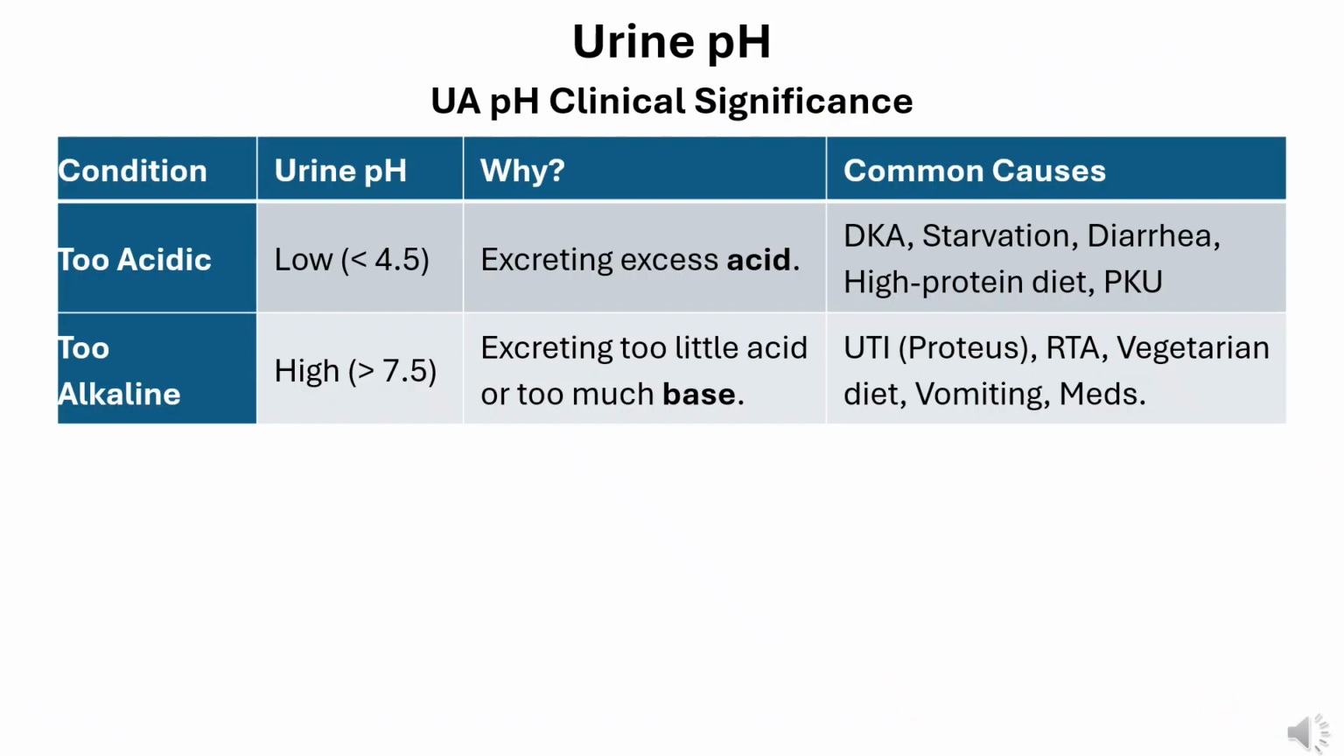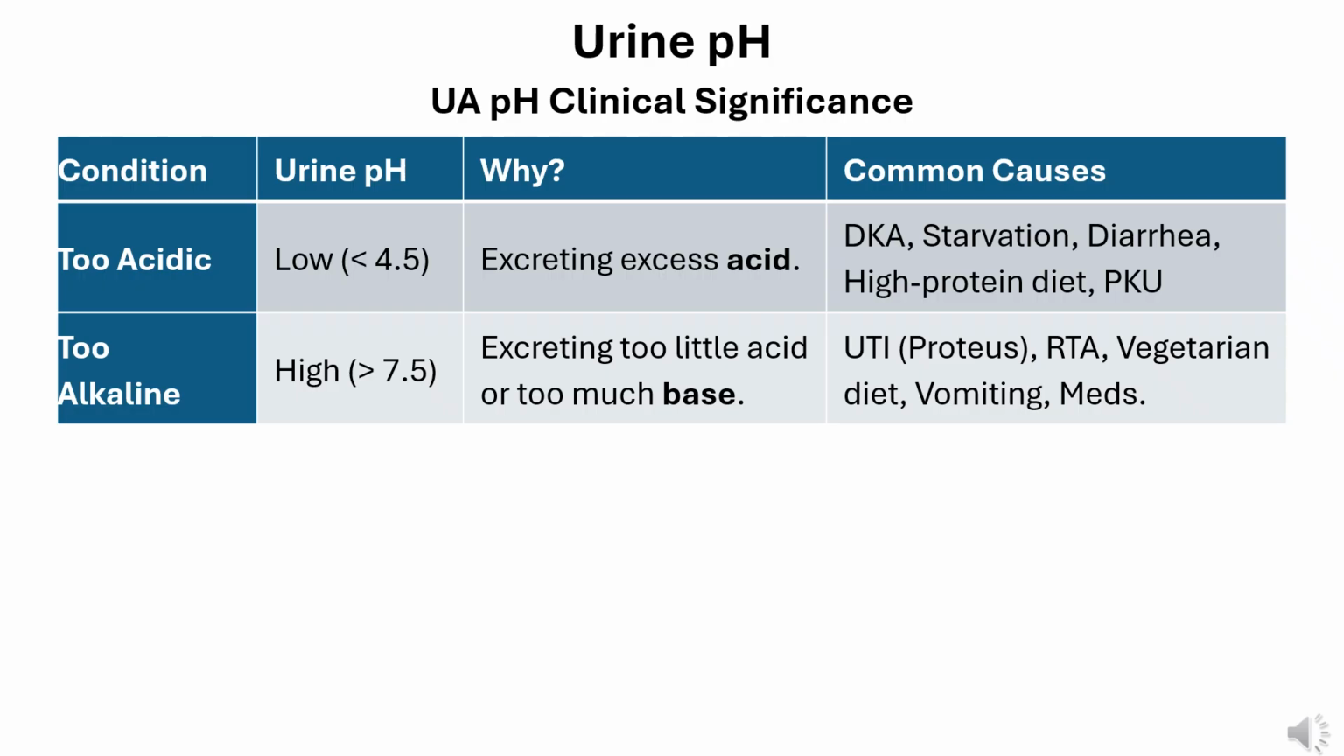Urine pH. Distal tubular vessels exchange hydrogen for sodium of the glomerular filtrate, and the urine becomes acidic. UA pH clinical significance. Urine pH too low, acidic, less than 4.5. When urine pH is consistently low, very acidic, it means the kidneys are excreting a lot of acid, or there is a systemic issue causing high acid production.